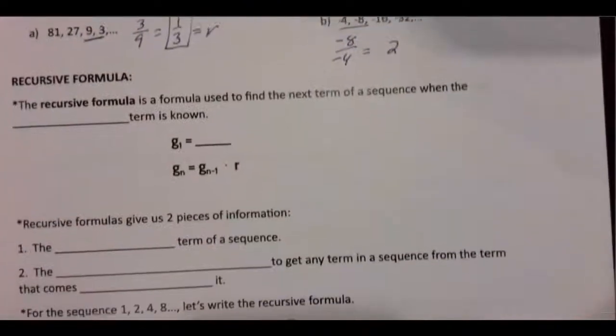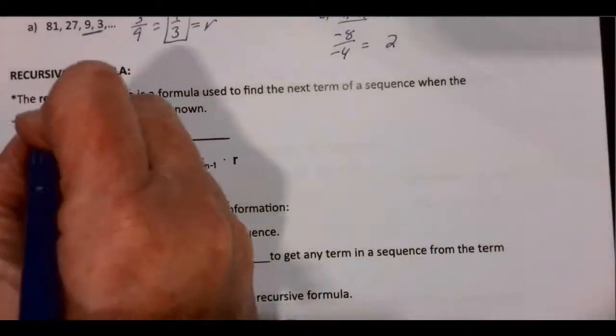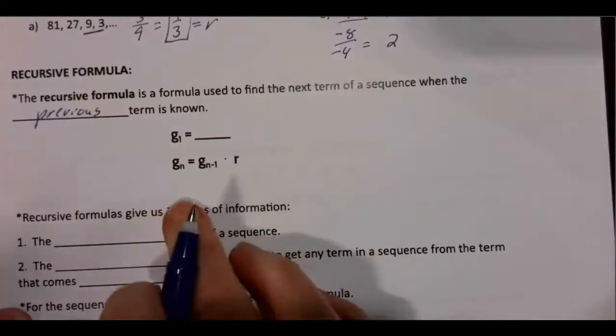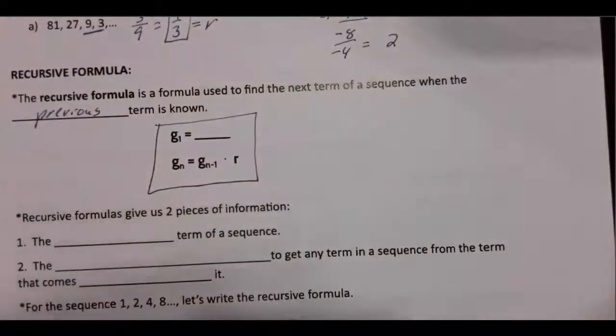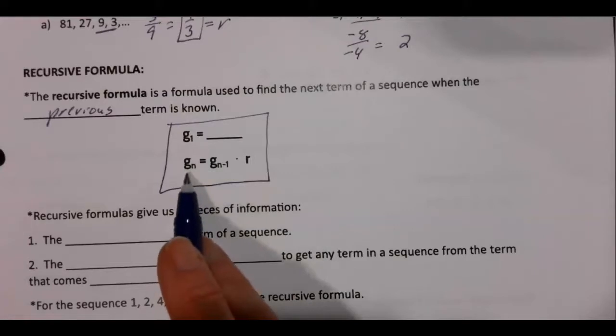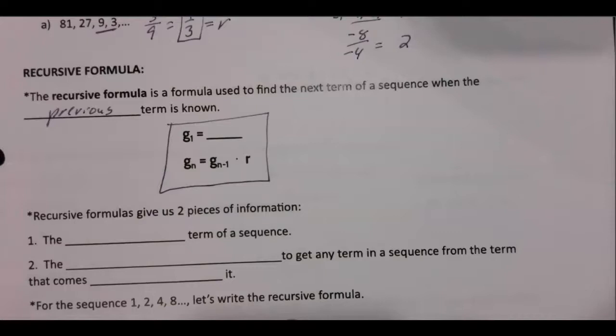The recursive formula is a formula used to find the next term of a sequence when the previous term is known. This part should look pretty familiar, same words. Now here's where it's different. This is the recursive formula for a geometric sequence. Notice you're going to find the first term. That subscript still means 1, first term. We're going to find the nth term. This still means previous term, and that's your common ratio.